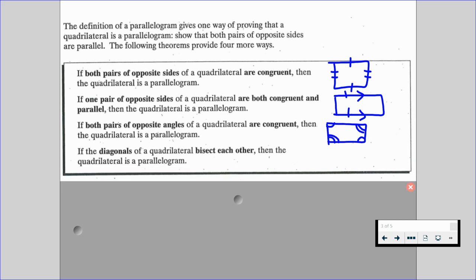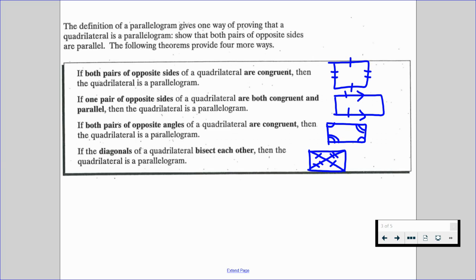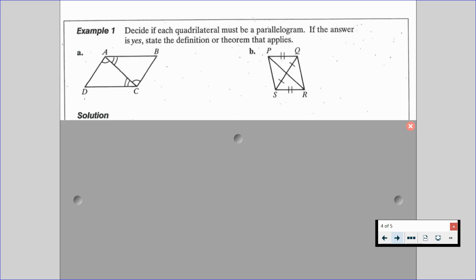And lastly, if the diagonals of a quadrilateral bisect each other, then the quadrilateral is a parallelogram. So if we know that we have our diagonals, they bisect each other, then we know that we have a parallelogram. In example number 1, we have to decide for each quadrilateral if it's a parallelogram. If the answer is yes, then we're going to state the definition or theorem that applies.